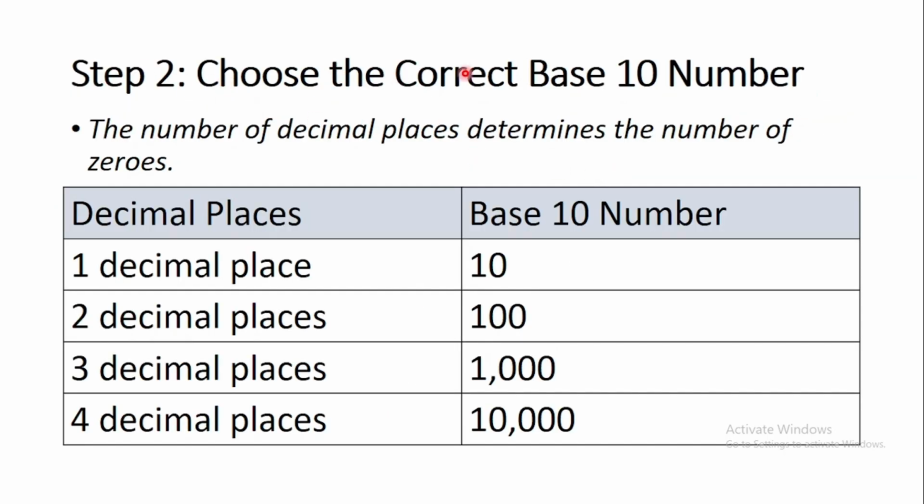Step 2, choose the correct base 10 number. The number of decimal places determines the number of zeros. So for example, if the number has 1 decimal place, then the base 10 number that will be used to multiply would be 10. If the decimal number has 2 decimal places, then the base 10 number we multiply by would be 100. If the decimal number has 3 decimal places, then we'll multiply that number by 1000, because the number of zeros will be related to the number of decimal places in that number. Right? So if that decimal number has 4 decimal places, then we'll multiply by a base 10 number with 4 zeros, and that will be 10,000.